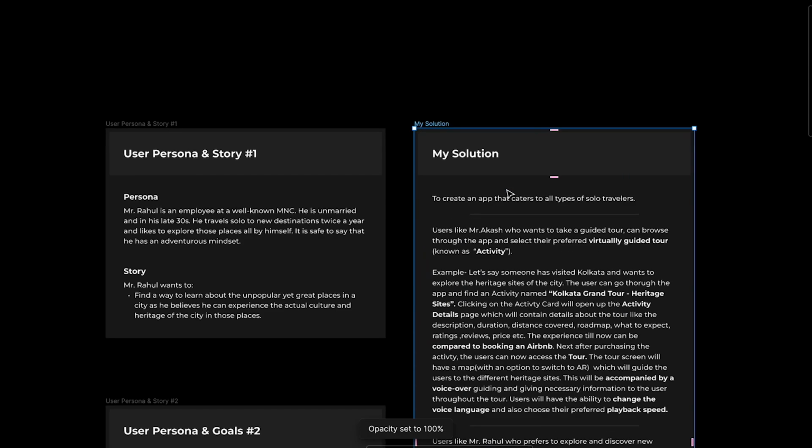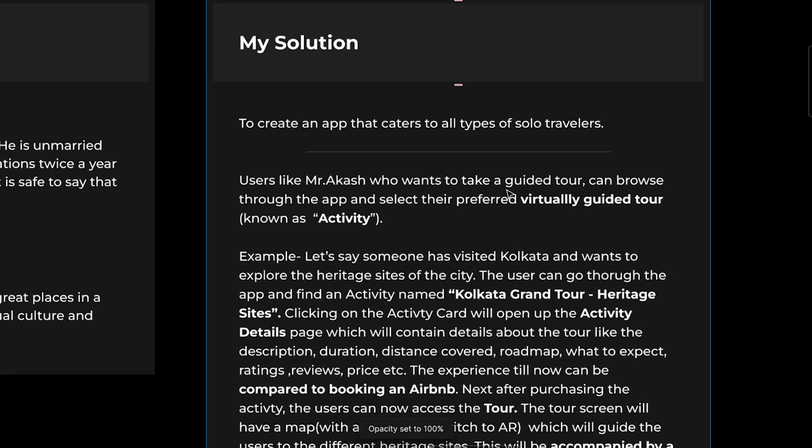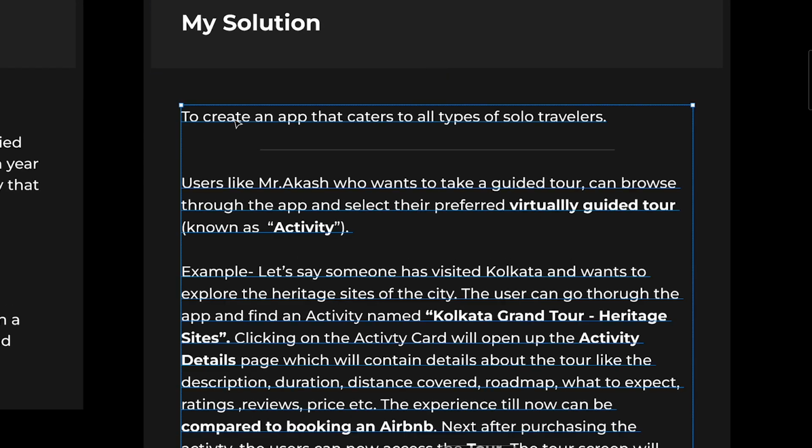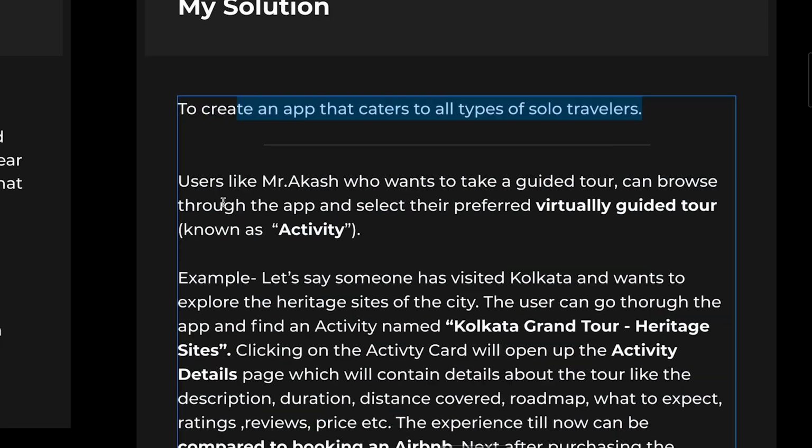Now, coming to the solution, he's made a couple of changes here. So to create an app that caters to all types of solo travelers, right? So this is good. This is very clear now. Users like Mr. Akash, who want to have a guided tour, can browse to the app and select a virtually guided tour. So basically, he's calling the guided tour itself an activity, which I find quite weird. It should just be called tours, guided tours, right? An activity is like a single item, like, I don't know, wine tasting, for example.